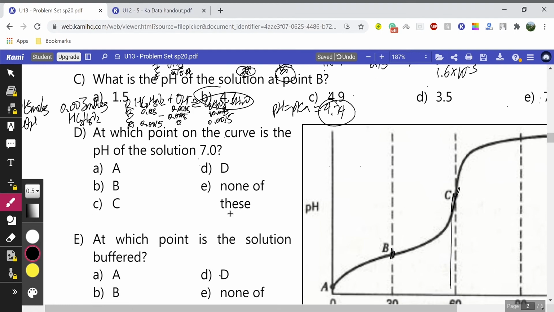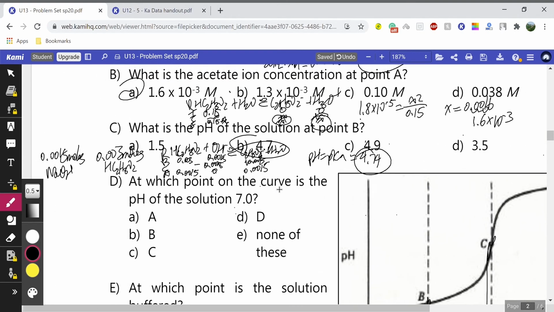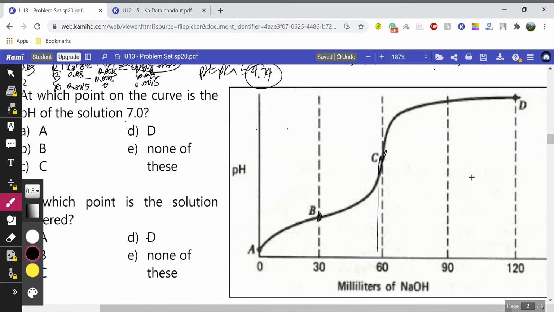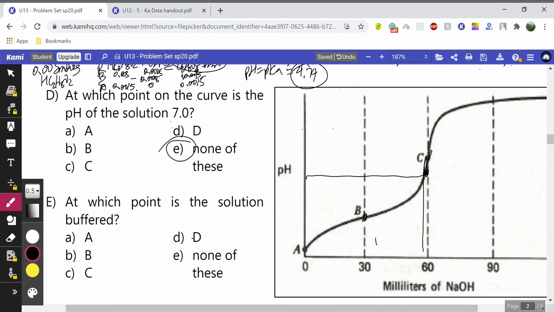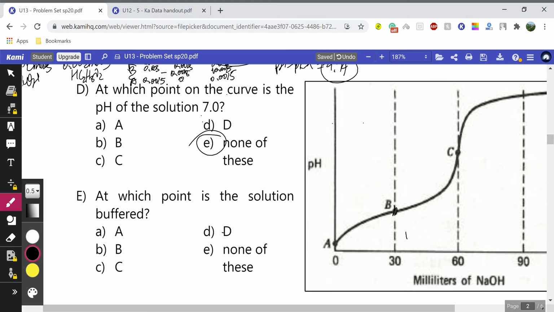Alright, next, which point in the curve is the pH of the solution at 7.0? Alright, we're titrating a weak acid with a strong base. So none of these points will be 7.0 because 7.0 will probably be around here. The equivalence point is going to be higher than a pH of 7. So the answer will be E, none of these. If we're titrating a strong acid with a strong base or a strong base with a strong acid, then the equivalence point will be extremely close to 7.